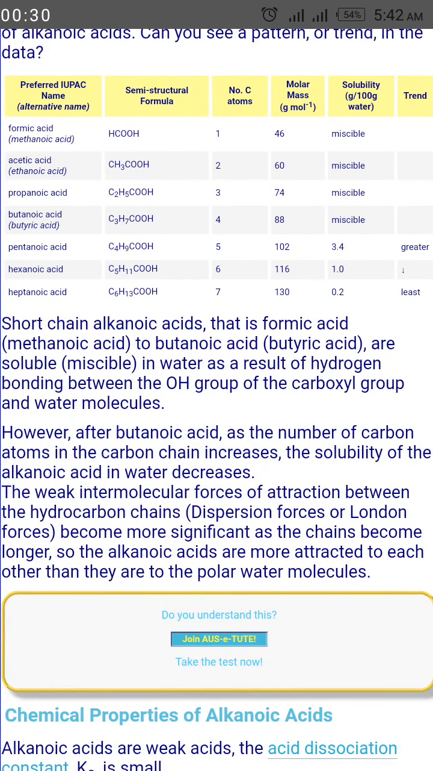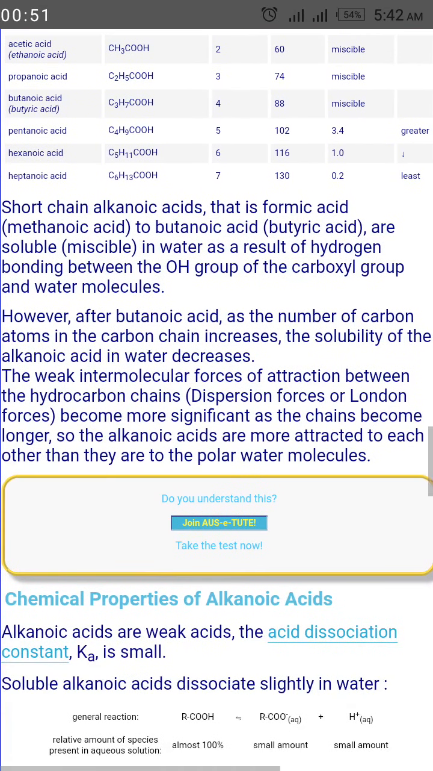So now let's look into the solubility of alkanoic acids in water. Short chain alkanoic acids, that's from methanoic acid to butanoic acid, are very, very soluble in water. They are miscible in water. Understand? This is as a result of hydrogen bonding between the OH group of the carboxyl group and water molecules.